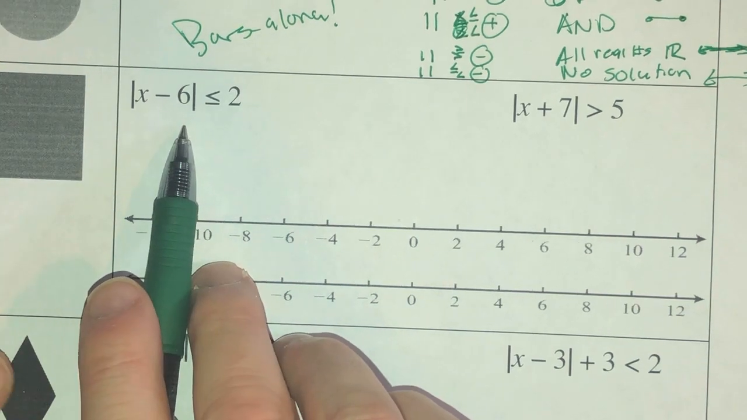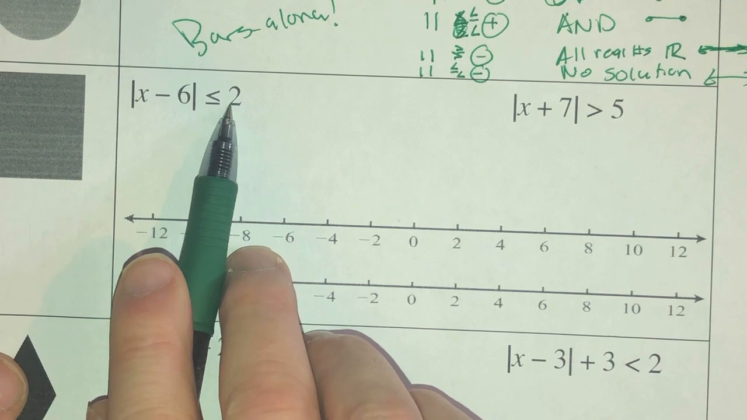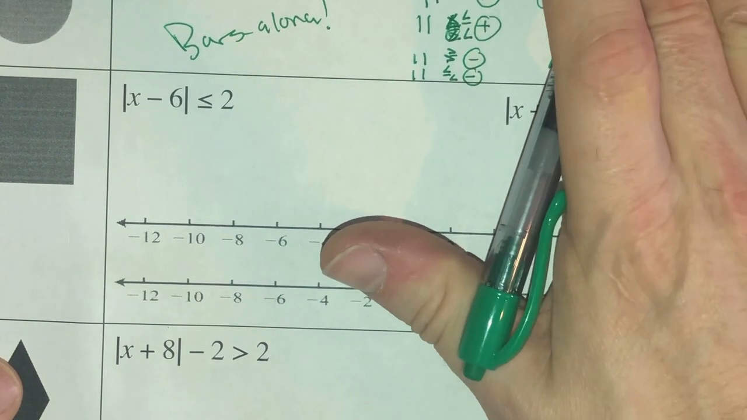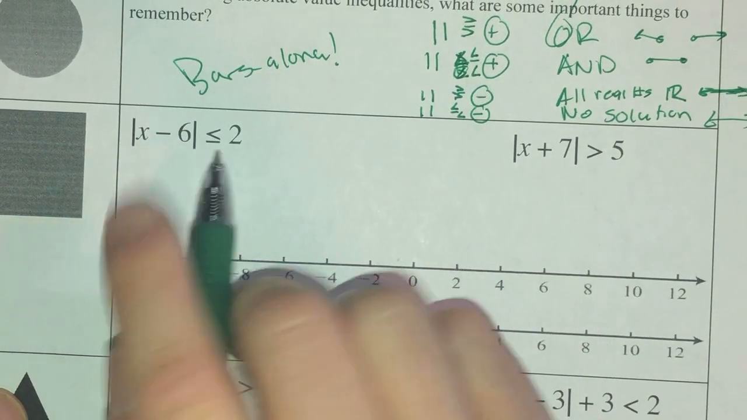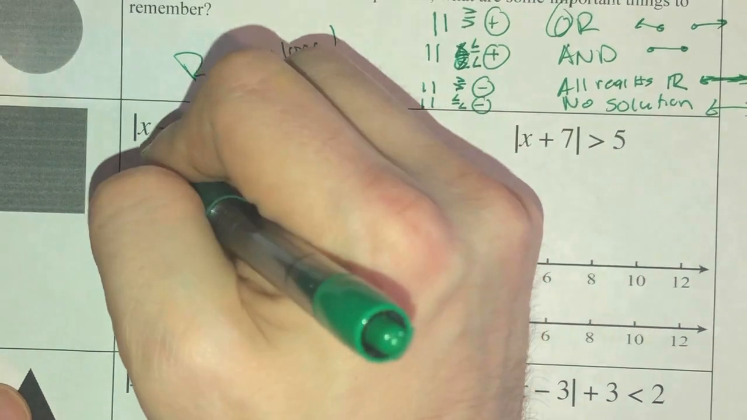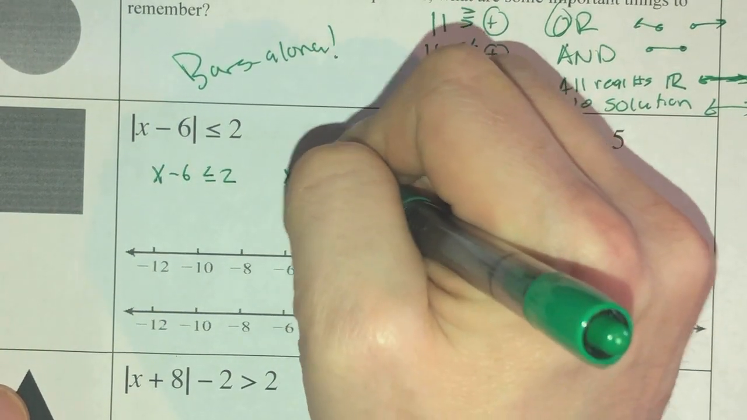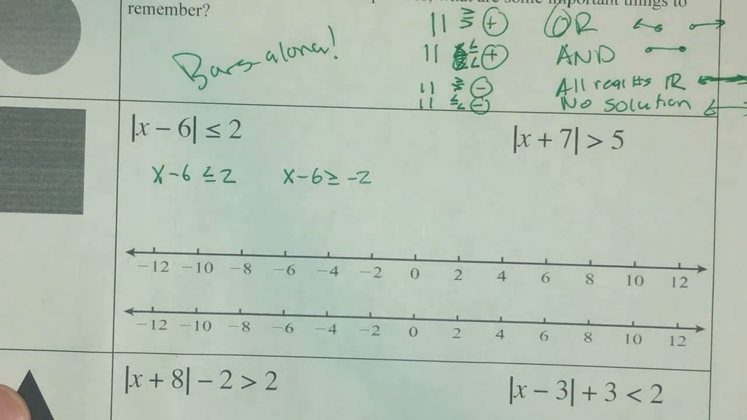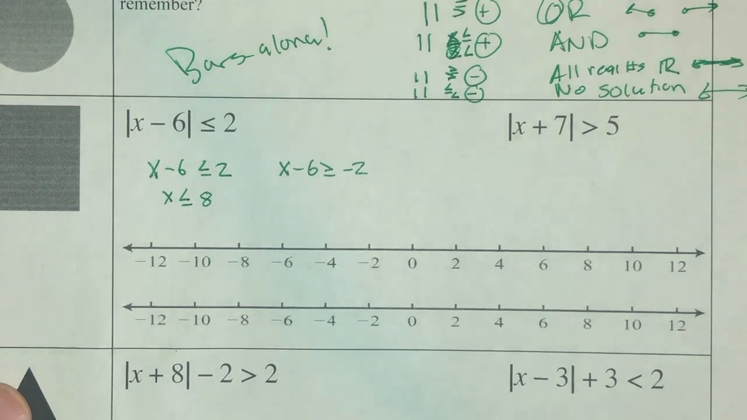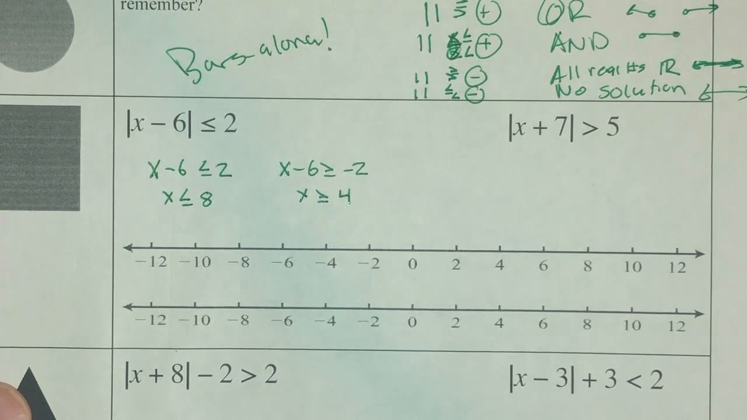First, bars are alone already. Less than a positive. I recommend, if you don't know these rules, we try to solve it first. It's going to have a solution because this number is positive. There's nothing really to throw us off. So either x minus 6 is less than or equal to 2, or x minus 6 is greater than or equal to negative 2. So I add the 6 on both sides. x is less than or equal to 8. And I add the 6 on both sides. x is greater than or equal to 4.